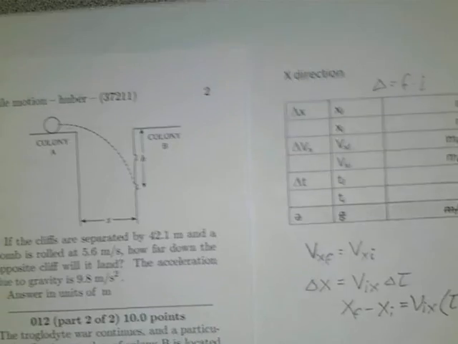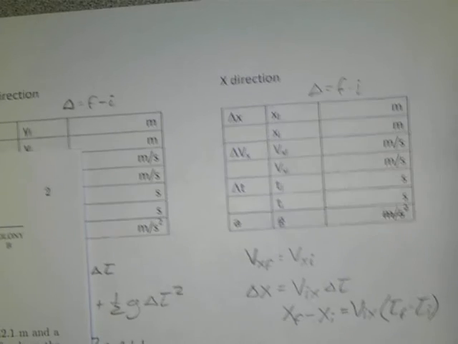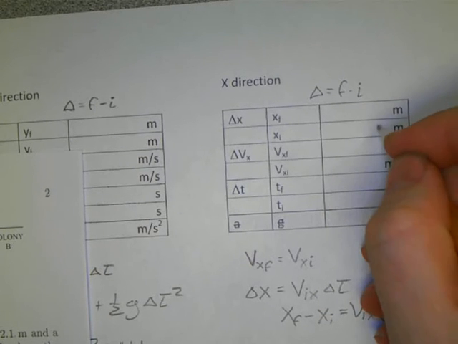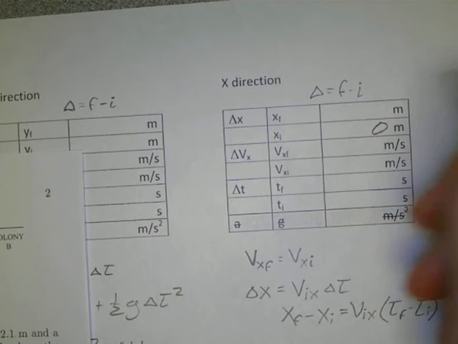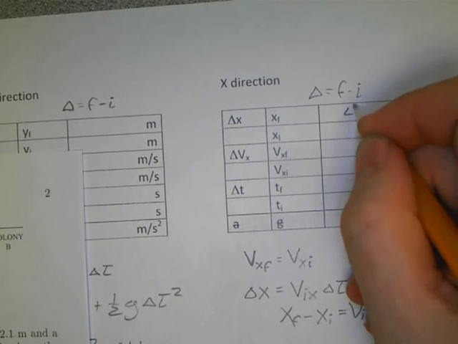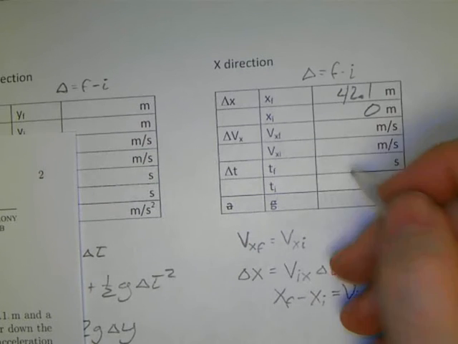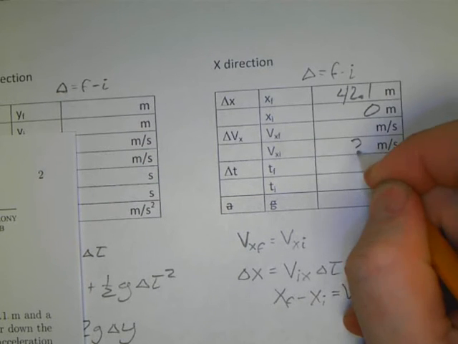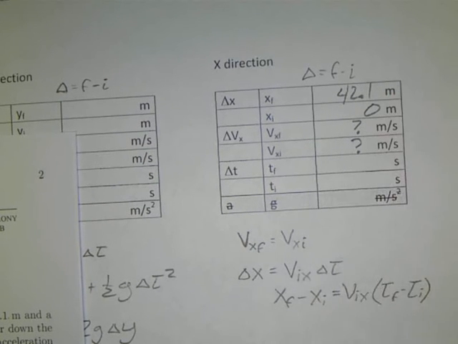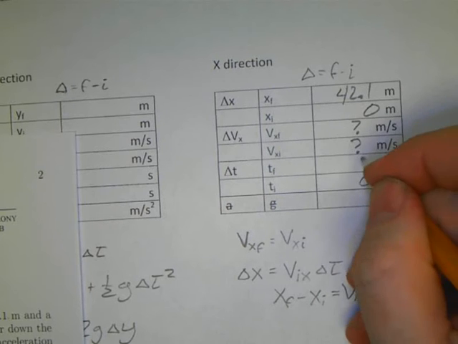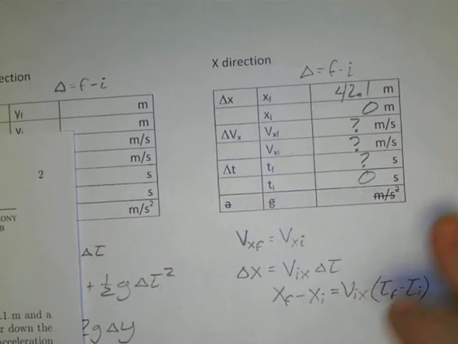So I'm going to start filling in my values again. The initial position is 0 in the x direction, 42.1 meters final position. We don't know the initial velocity or the final velocity sideways. Timer starts, but we don't know when it stops. So I got my x side filled in.